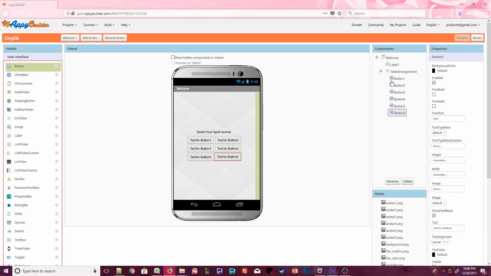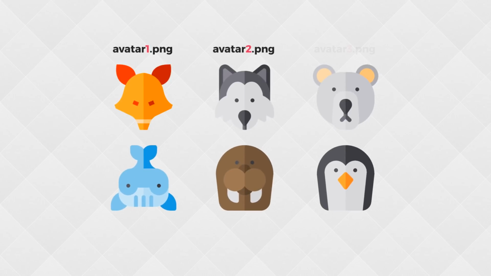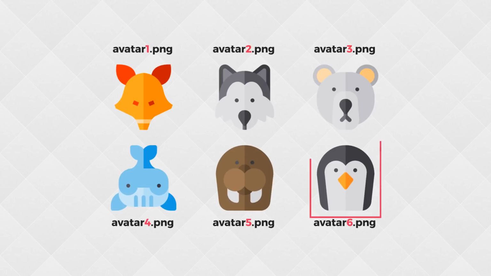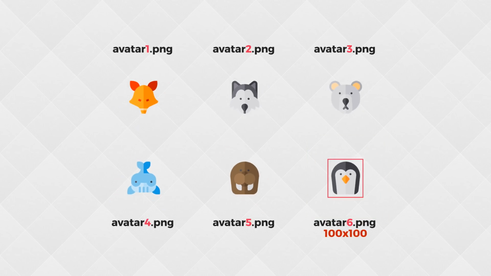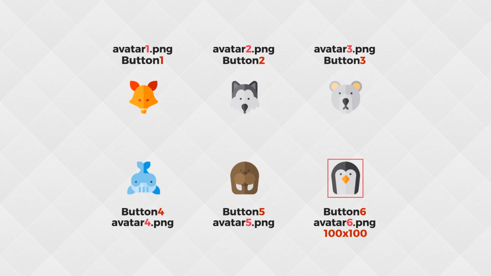Let's start with button one. I have six little animal images, and I've named them all avatar1.png through avatar6.png. Each of the images is 270 pixels wide by 270 pixels tall. That's a pretty big size for a button image, so I'm going to need to resize each button to a more appropriate size. And each image will be assigned to a button. So obviously, the image that appears on button 1 should be avatar1.png, button 2 should be avatar 2, and so on.